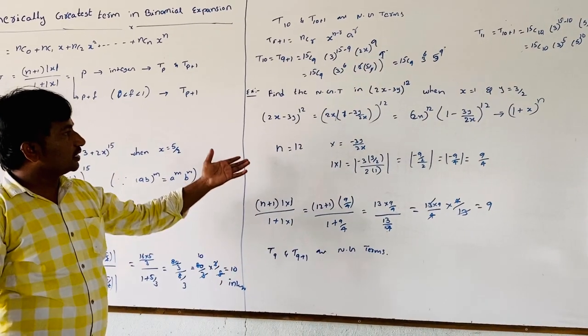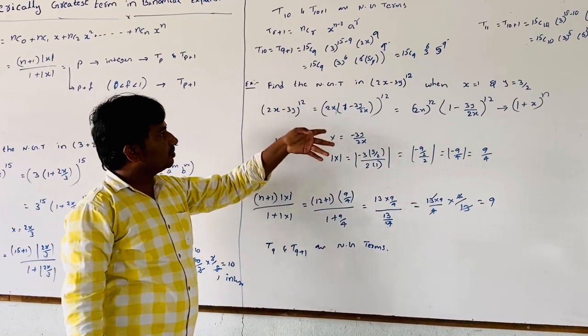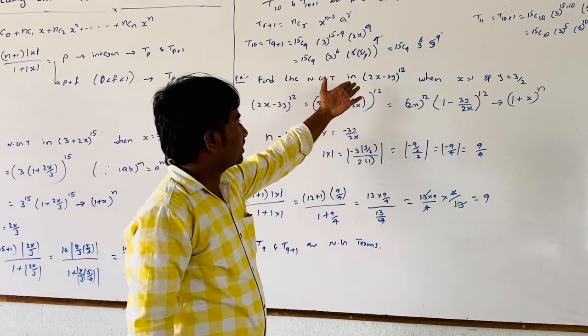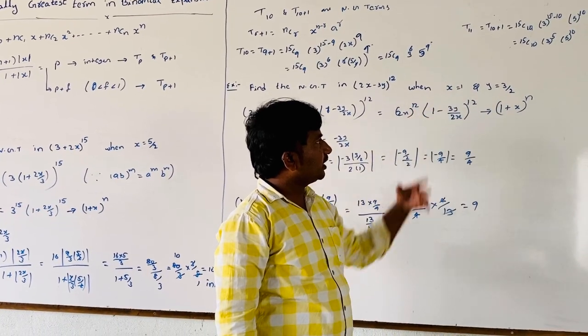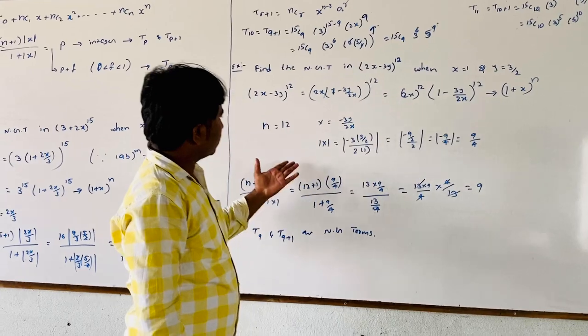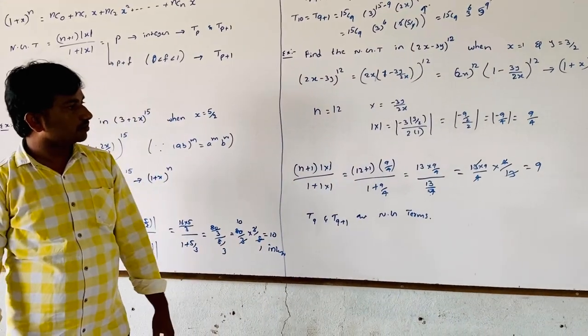Now I am discussing another example also. How to find the NGT term in the expansion of (2x minus 3y) whole power 12 when x is equal to 1 and y is equal to 3 by 2. Now using the process only.